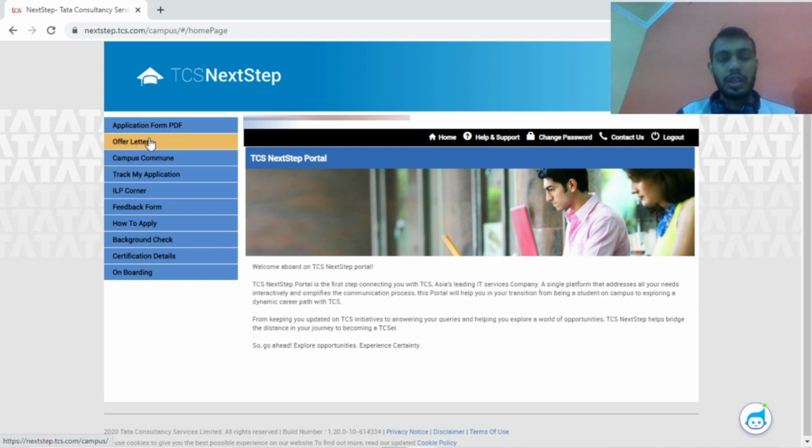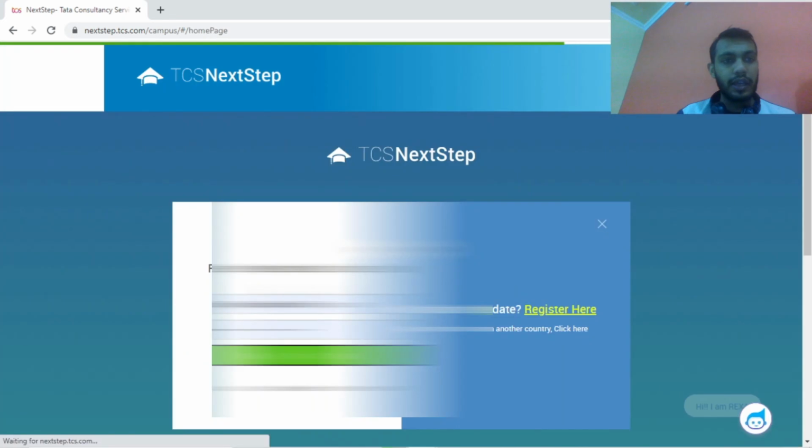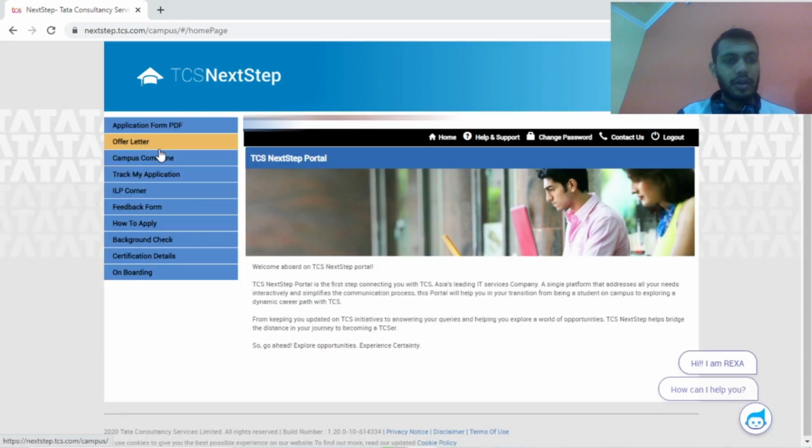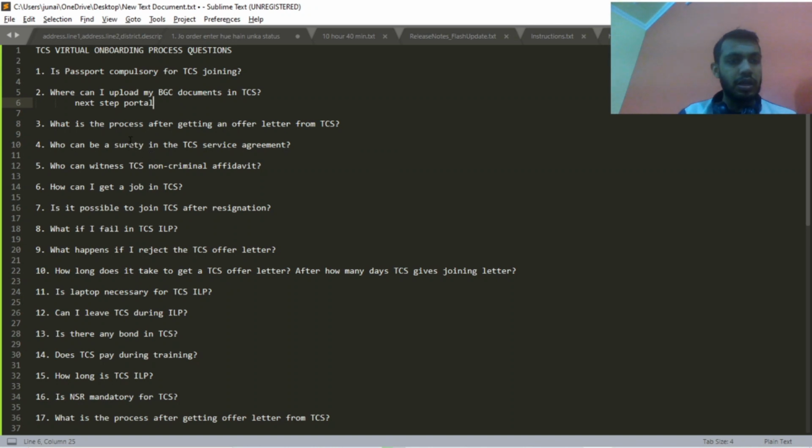When you go there, there is an offer letter tab button, so you should go there. Oh, it's not working. Let me see once again. I might have to log in again. Okay, you just have to go to the offer letter, and you can download your offer letter or accept it from here. Now let's go to the next question.